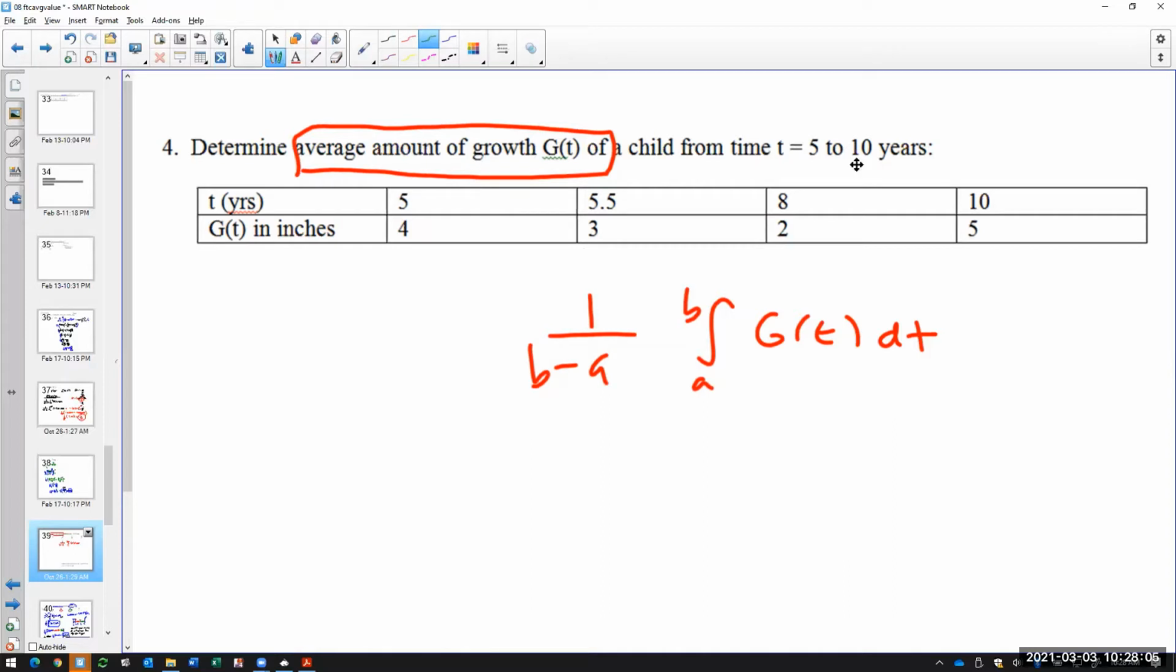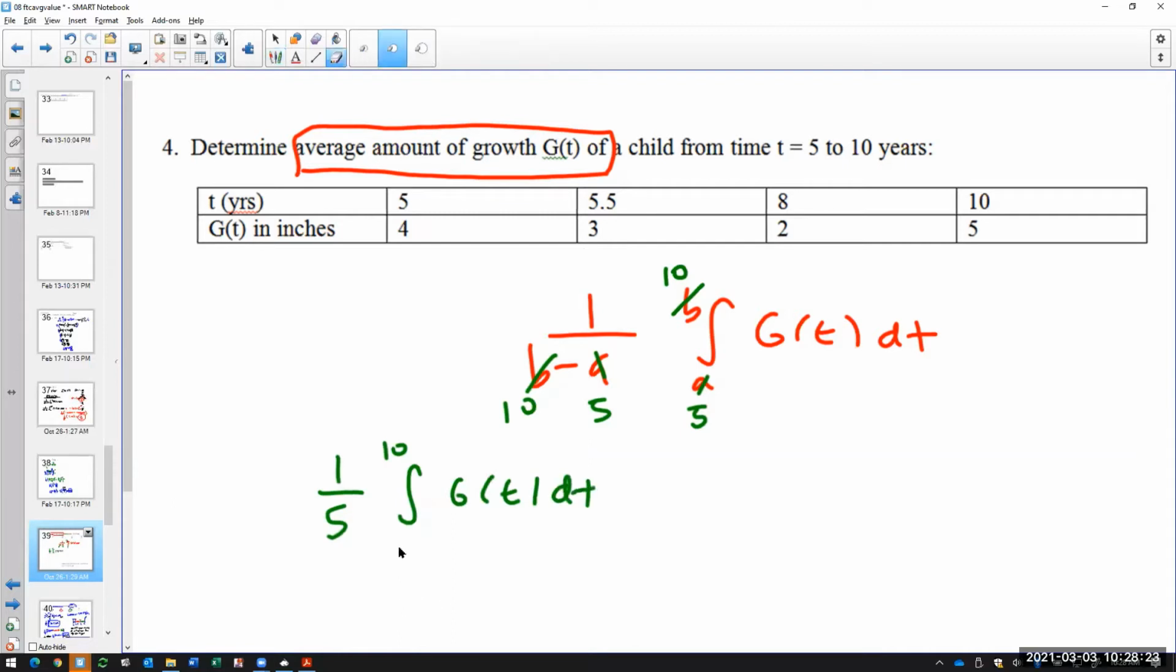What is my B going to be? What is my A going to be? All right, so I'm going to replace all of these. Make sure you don't switch them around. If you switch them around, you'll get the negative answer. So that's 1 over 5, the integral from 5 to 10 of G(t) dt.